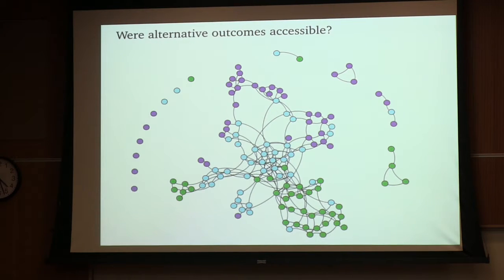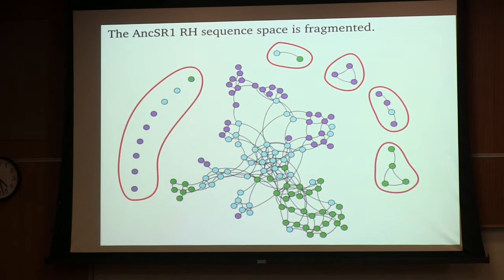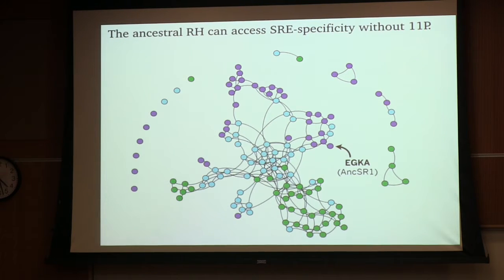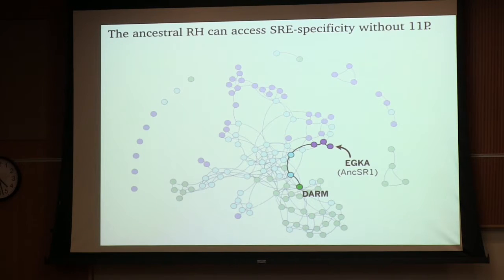Here's the sequence space of those. They're colored by their functionality. They're connected if they are accessible by single nucleotide mutations. If all of their nucleotide neighbors are non-functional, they appear as islands. This ancestral space is somewhat fragmented. You have possible ancestral starting points that can't get anywhere, and you have possible derived functions that can't be accessed, but there is a large connected sequence network in the middle, including the ancestral protein.